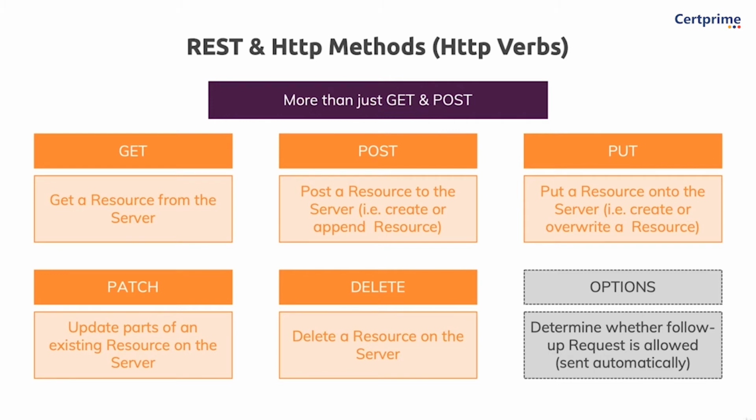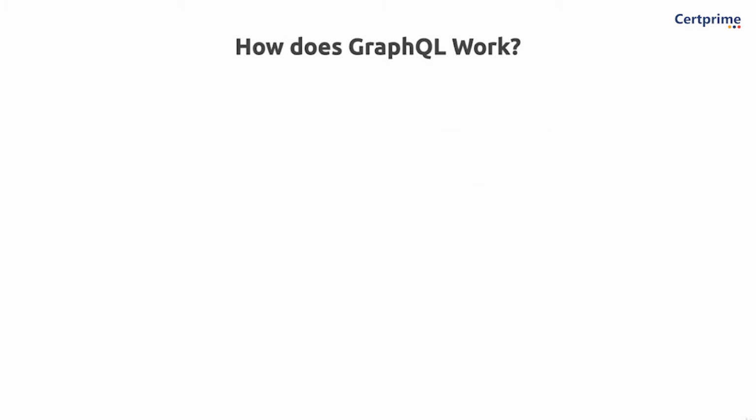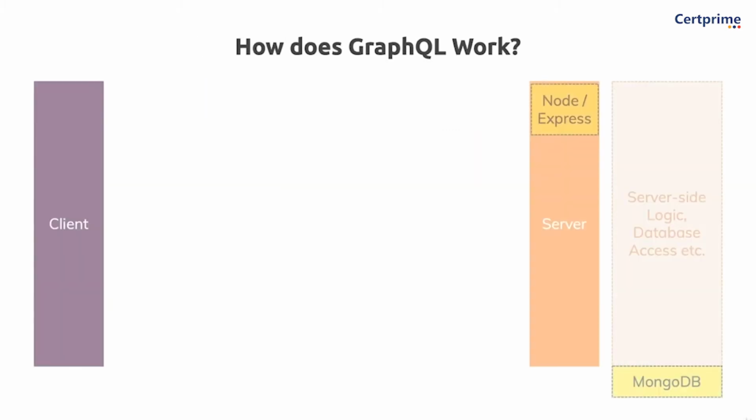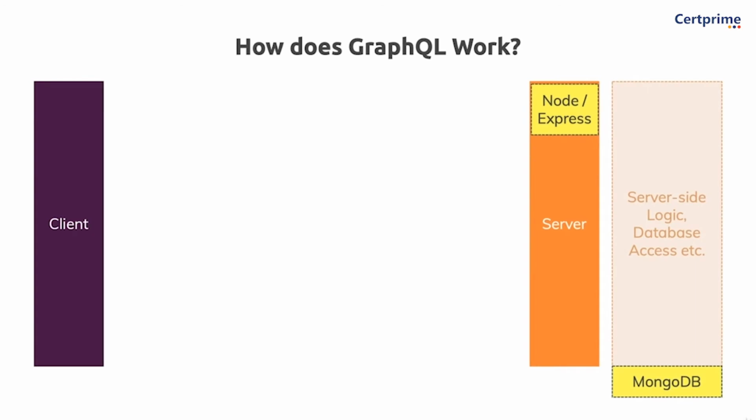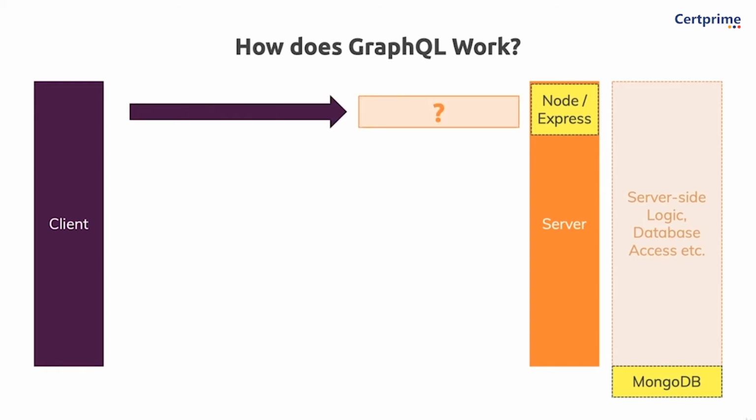So that's REST. Now, what about GraphQL? When we have a look at that same picture for GraphQL, we have the same general logic, and that's important to understand. We send a request to the Node-Express app then, but how does this look now?